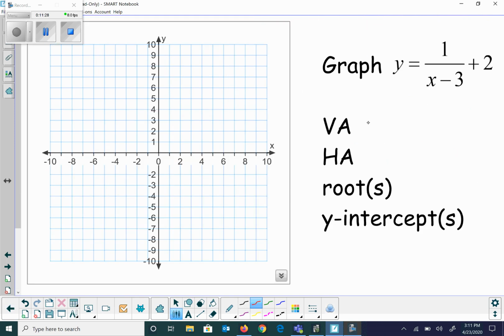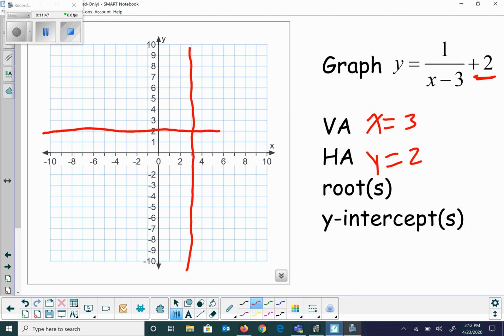Okay, so vertical asymptote, what do you think? X equals 3 sound good? Do you understand why it's x equals 3? Because if I plug 3 into the original fraction, that would make the denominator 0. The horizontal asymptote, though, in this case, we're adding the 2, so it's going to shift it up 2. Okay, when we look at this, that happens to be positive, so it's going to basically look like this and look like this.